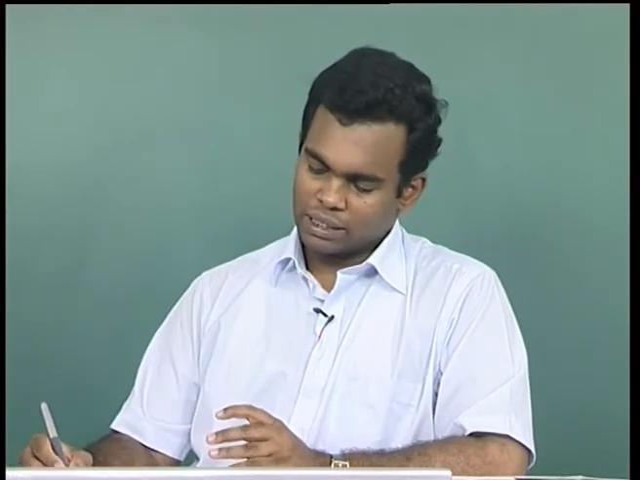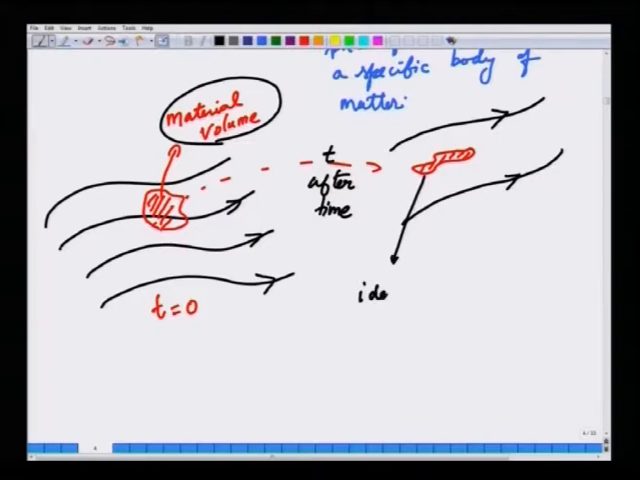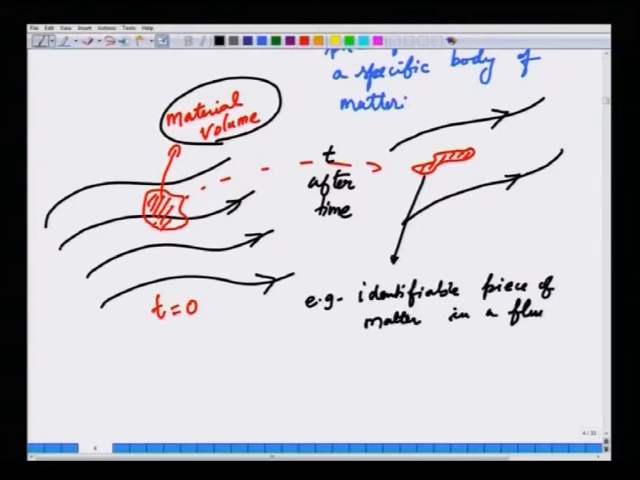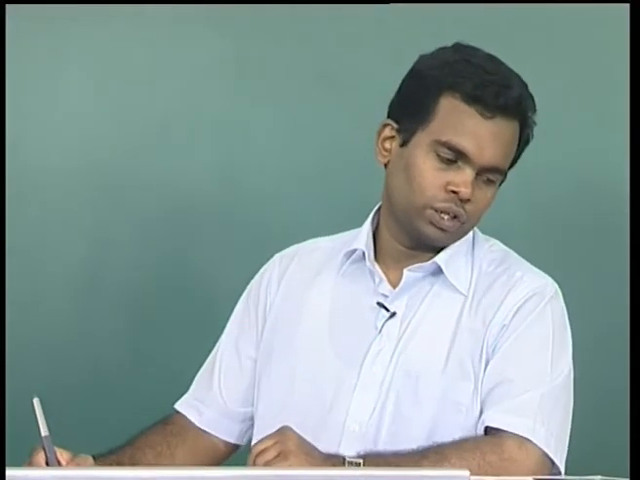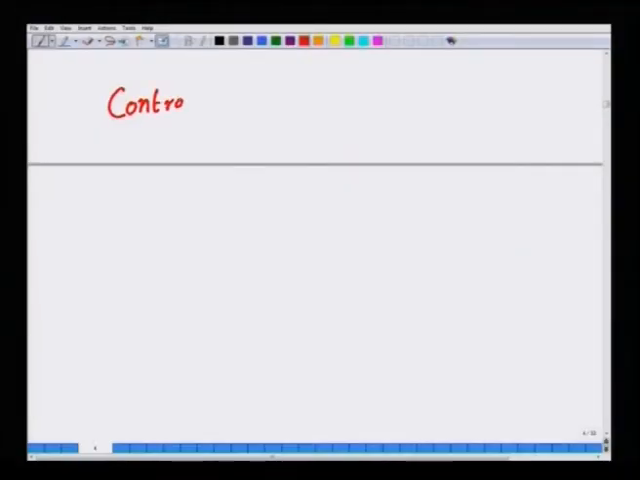Okay. So, this is an example of an identifiable piece of matter in a fluid flow. So, this is one way in which you can identify a same set of fluid particles or material particles. Such a description is called control mass or the system approach.